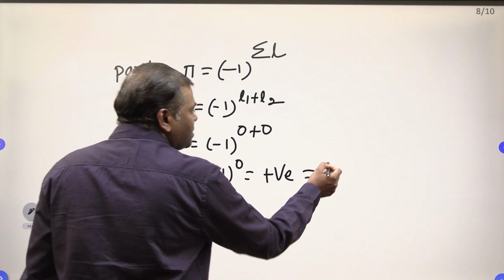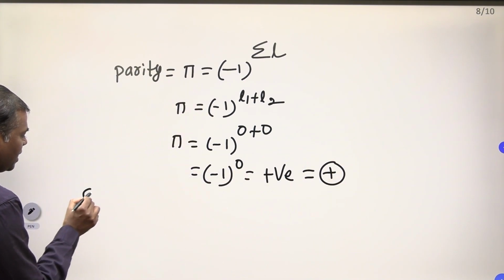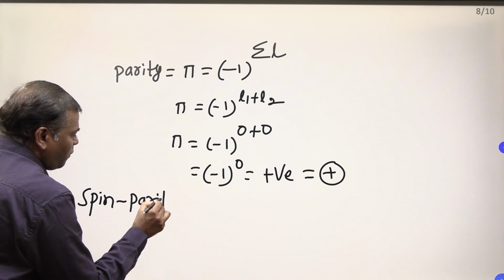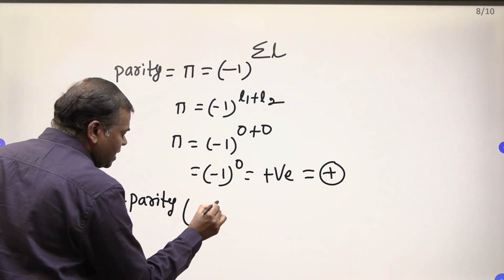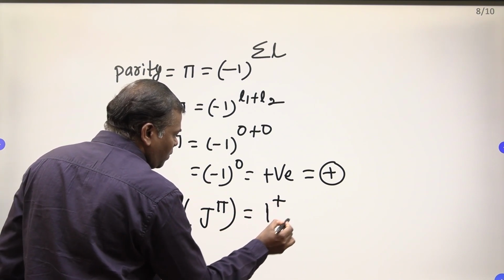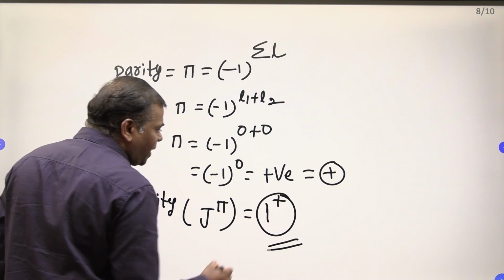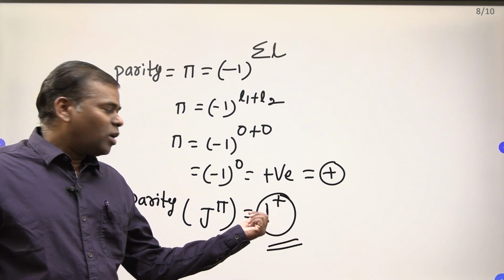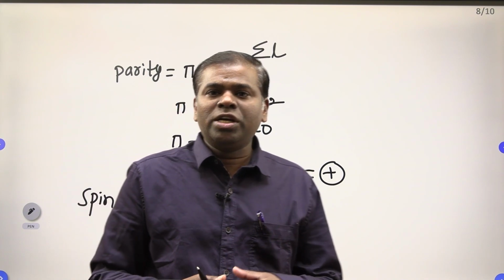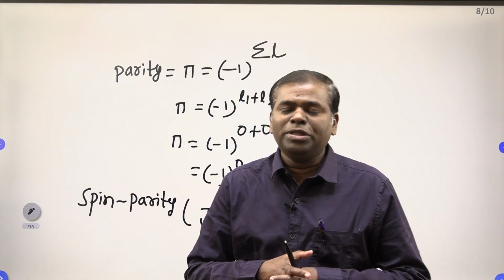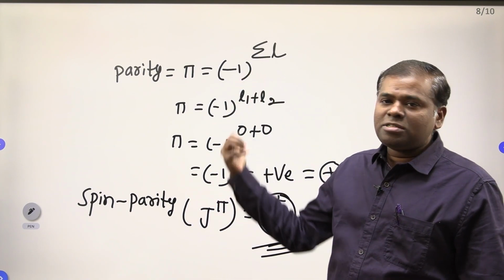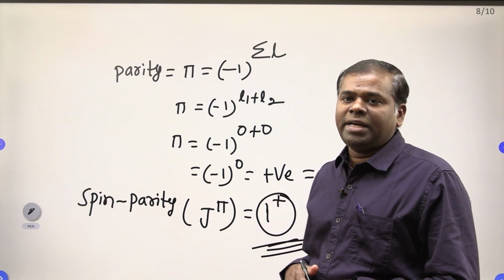Parity is positive. How do we represent spin and parity? Spin and parity we represent like this: J pi, J is equal to 1, pi is equal to plus. What is the spin and parity of a deuteron? 1 plus. This is very important. Questions like this you will get in your competitive exam. This is a very important area, the spin and parity and the binding energy.